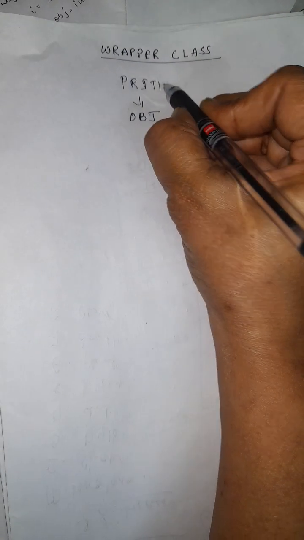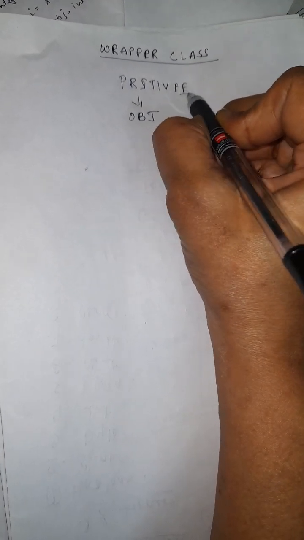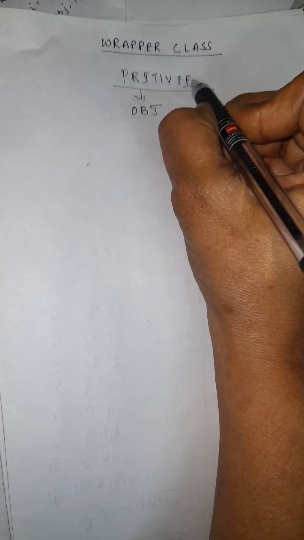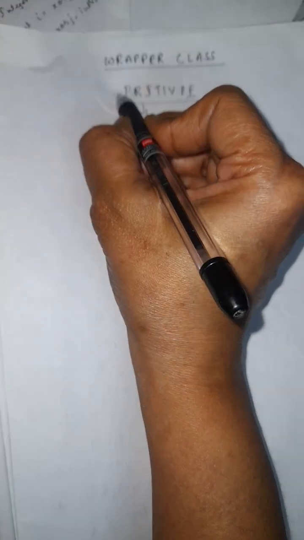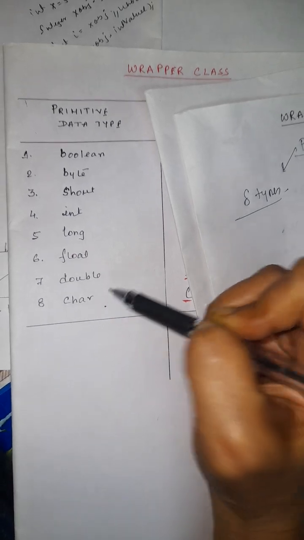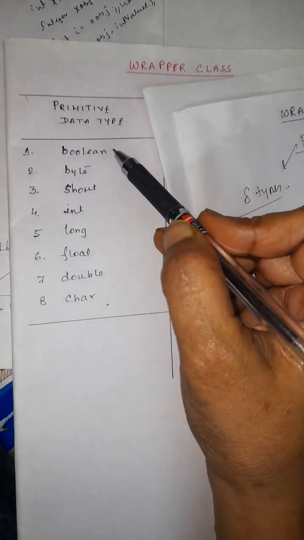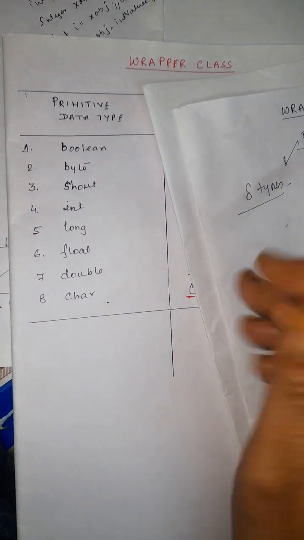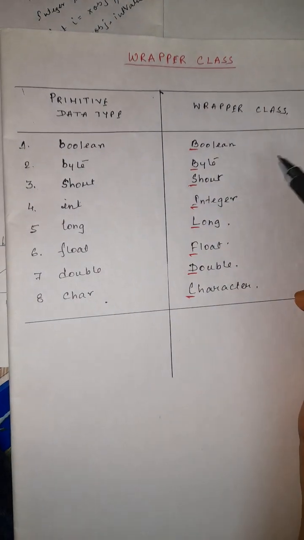What is the primitive data type? Already we discussed in the last session. In the last session, we learned that there are 8 types of primitive data types. How many types? 8 types. That is integer, character, float, boolean. These all are the 8 types of primitive data types. Clear? So wrapper class is used to convert these primitive data types to their corresponding wrapper class.